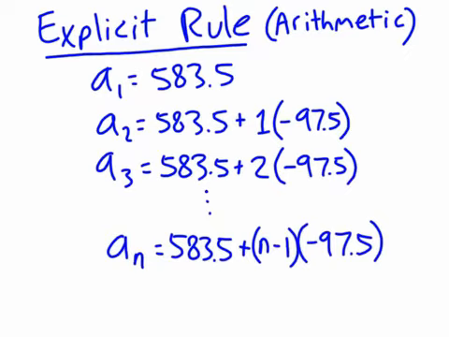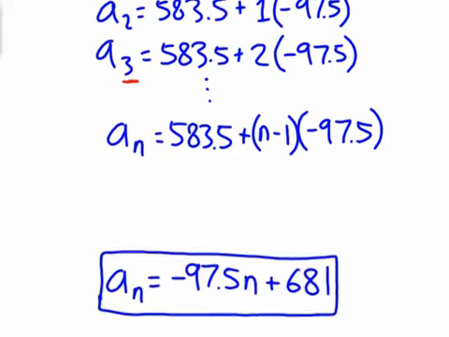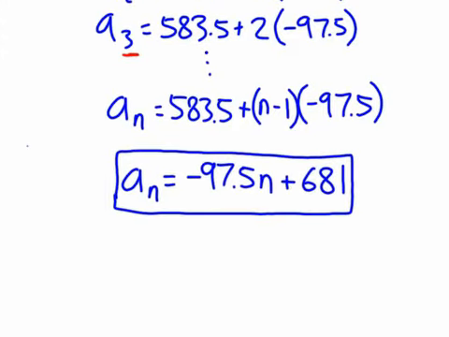And noticing a pattern, we jump to our general rule that a sub n equals a sub 1, 583.5, plus n minus 1 times the common difference of negative 97.5. And we put n minus 1 because we notice that the subscripts on the left side of the equation are always one more than the multiplier on the right side of the equation. So you could leave the general rule in that form, but let's go ahead and simplify it. And here is our fully simplified explicit rule for the arithmetic sequence.